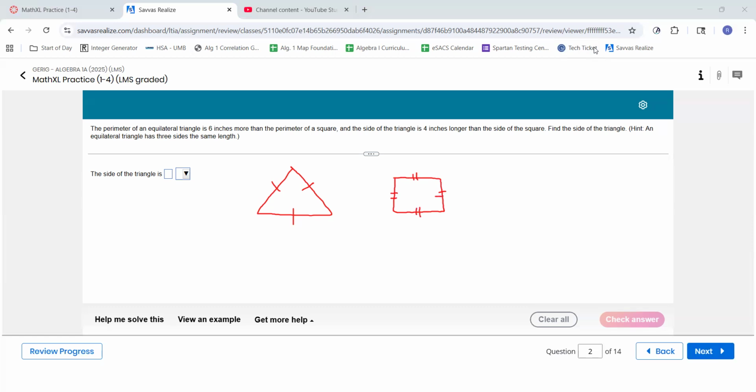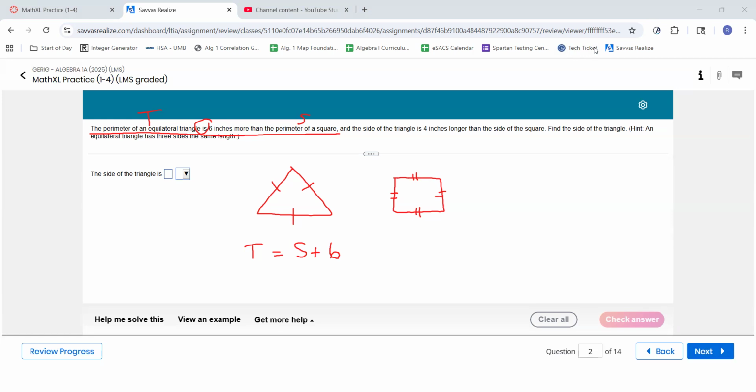So I'm going to take that first part of the sentence here, and I'm going to write an equation for that. The perimeter of the equilateral triangle, I'll call that T. That's going to represent the perimeter of the equilateral triangle. Is, a very, very important two-letter word, means equals. So the perimeter of the triangle equals 6 more than the perimeter of the square. So I'll just say the perimeter of the square is S. So I'll take the perimeter of the square and add 6 to it. Now, that really doesn't help me right now, but it gets me started.